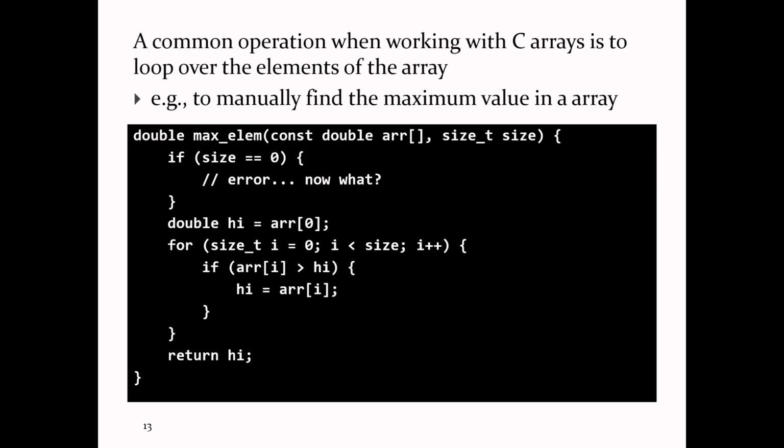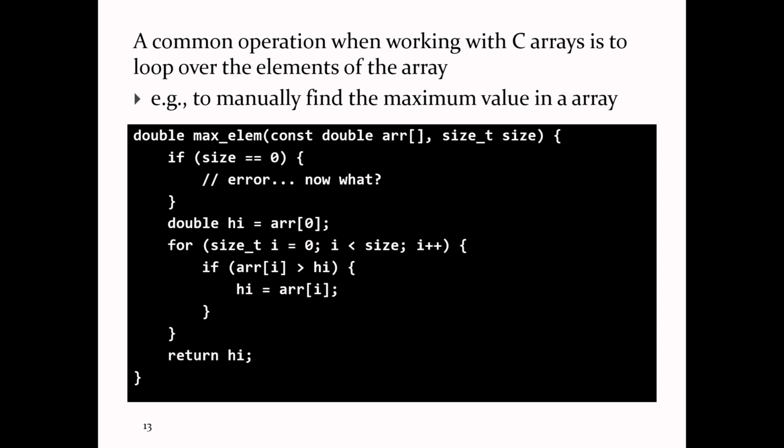Okay, so loops. If you have an array, you almost certainly want to do something with the elements of the array. You're going to want to write a loop. So in C, if you want to find the maximum element in an array, you pass in the array, you pass in the size of the array, and now you loop over the array looking for the largest element in the array.